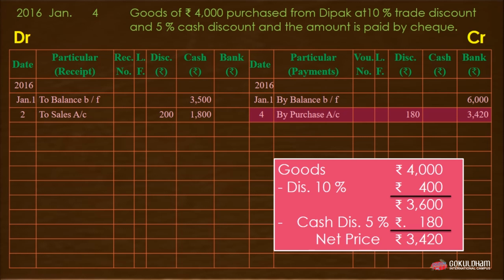At the credit side it is written in light dark pink color. We write in the date column 4, because this is the 4th date transaction. Then in the particular column we write by purchase account. In the discount column we write only the cash discount, 180 rupees. Then in the bank column, because we paid by check, we write the net price of 3,420 rupees. It is recorded in the bank column.